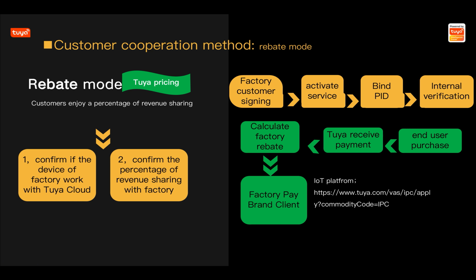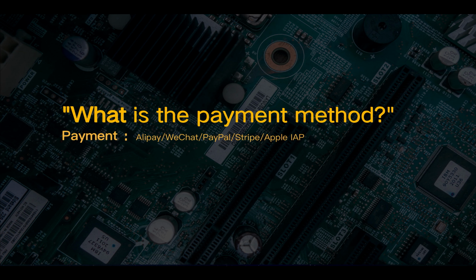You just need to remember two points. Firstly, you should confirm that the factory's device works with Tuya Cloud. Secondly, you should confirm the factory's percentage of revenue sharing. That means the rebate rate you can get if you sell the IP camera in your market, and how much you can get from one package, from one service.